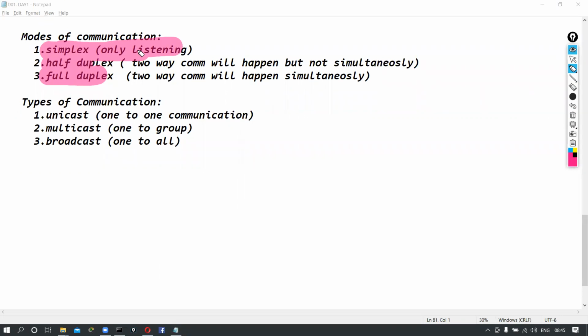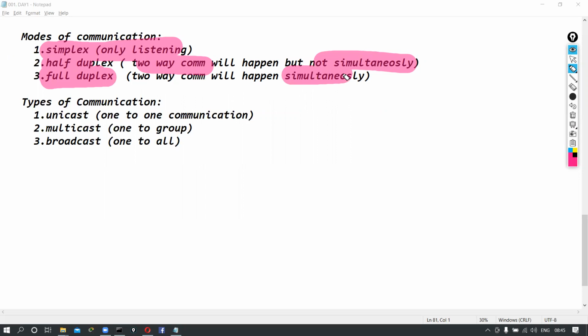For a two-month-old baby, what will happen? Whatever we are telling, the baby is simply listening only. For a two-year-old baby, sometimes a reply will come, sometimes it won't. That is called half duplex. That means two-way communication will happen, but not continuously. Correct now? But full duplex means two-way communication will happen continuously.